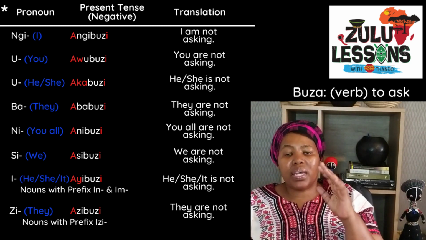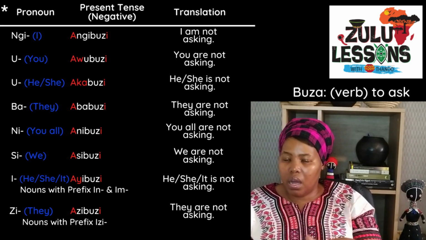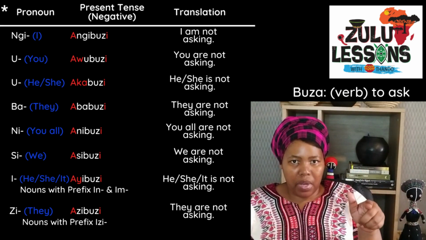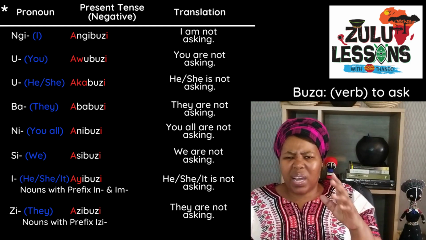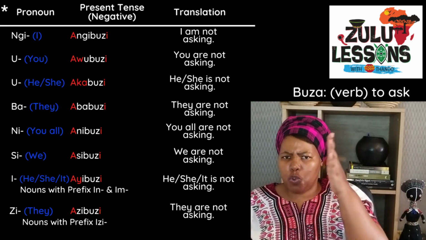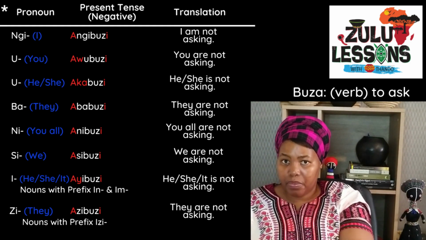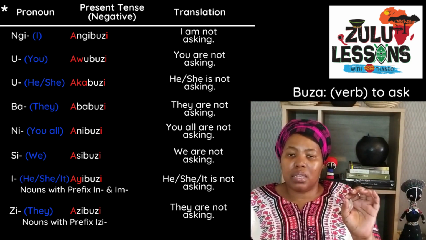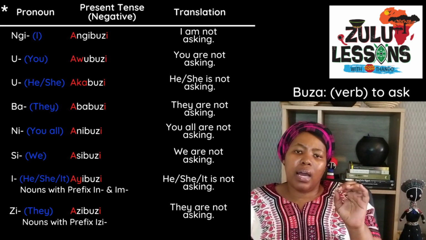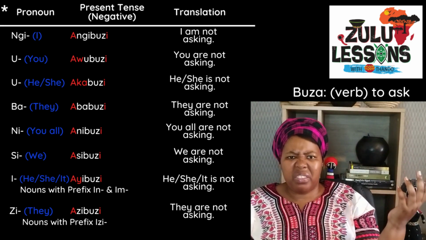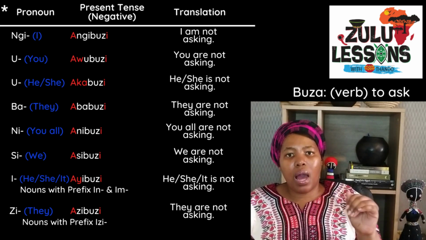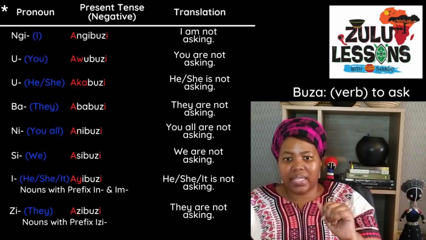Now this, you can actually make these sentences as they are and they are complete. But when you say the affirmative, ngibuza, you can't leave it there. You've got to add detail. So here we are. Angibuzi, I'm not asking. But I can also add angibuzi lutho. I'm not asking anything. Do you see? And then awubuzi, you are not asking.